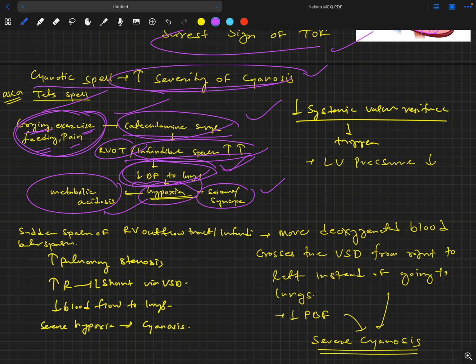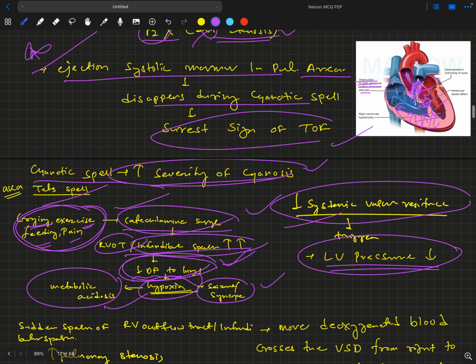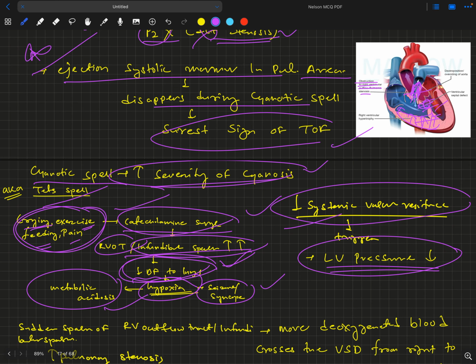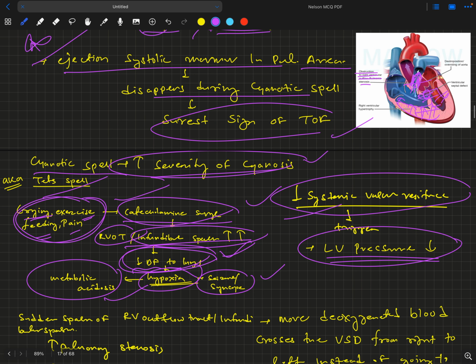There is also a decrease in systemic vascular resistance. When the systemic vascular resistance decreases, the afterload of the left ventricle decreases. That leads to a decrease in left ventricular pressure. In tetralogy of Fallot, there is a connection between the left and right ventricle. When the left ventricular pressure decreases, the deoxygenated blood from the right ventricle comes towards the left ventricle.